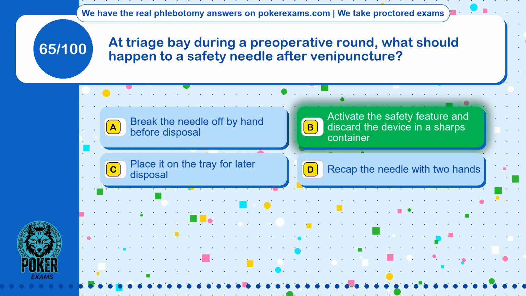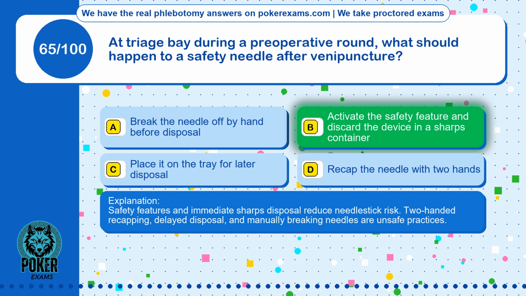The correct answer is option B. Activate the safety feature and discard the device in a sharps container. Safety features and immediate sharps disposal reduce needle stick risk. Two-handed recapping, delayed disposal, and manually breaking needles are unsafe practices.